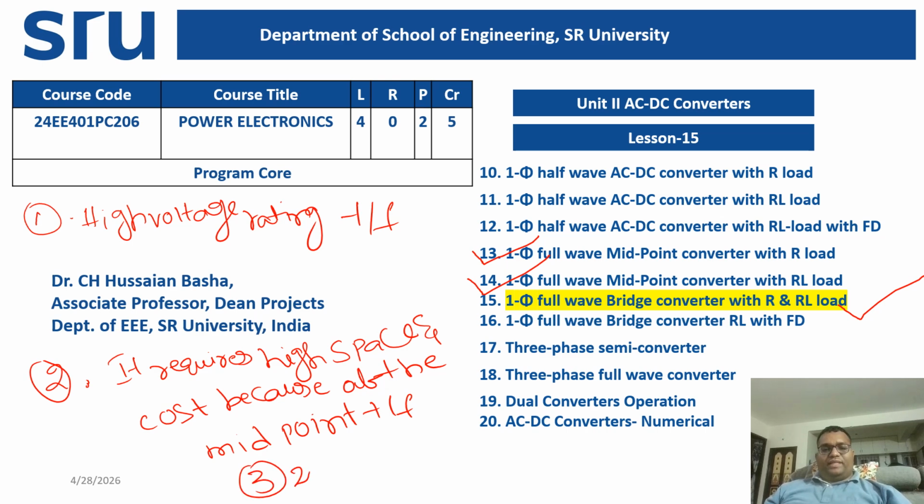The major difference is that in the midpoint configuration, two thyristors and one transformer are required. But here, in the bridge configuration, four thyristors are required. However, midpoint configuration cost is very high and bridge type configuration cost is very low. That is why people prefer the single phase full wave bridge type configuration with R and RL loads.